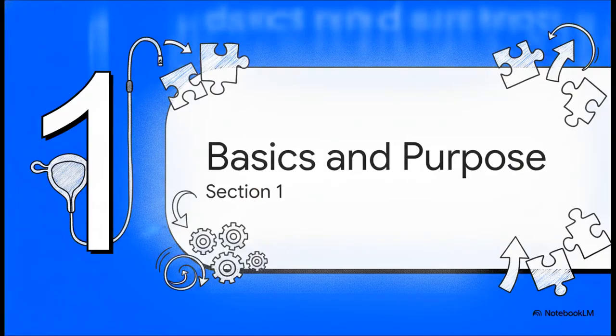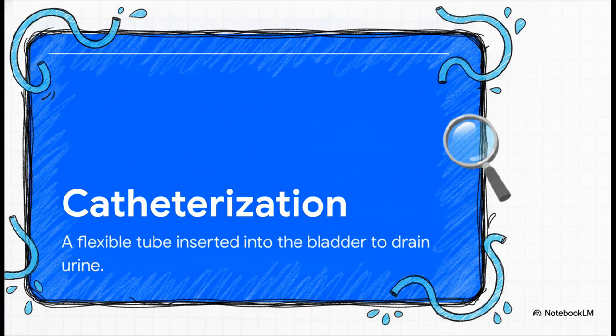All right, kicking things off with Section 1, Basics and Purpose. So at its core, what are we actually doing here? Simply put, when a patient physically cannot pass urine normally, we step in. We introduce a flexible, rubbery-like tube to do the heavy lifting for them. Now, usually this goes right through the urethra, but sometimes it's done suprapubically, which basically means going directly through the abdomen right into the bladder.